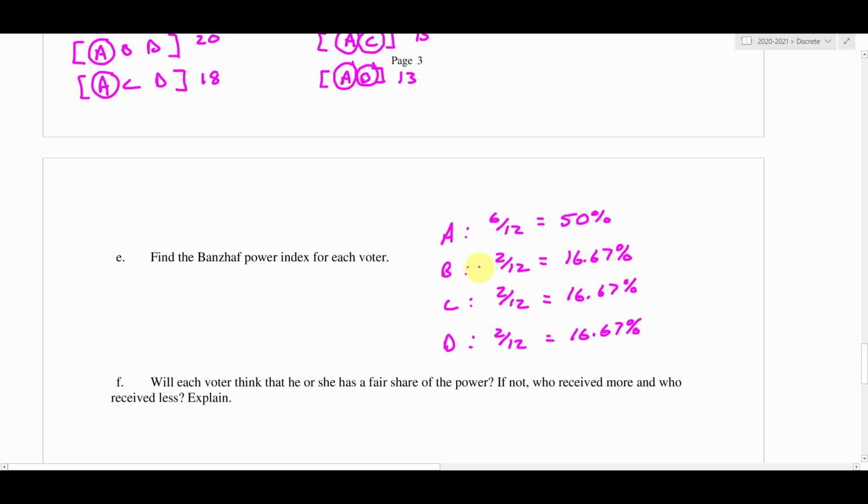Now, player B, on the other hand, would not be happy at all. Player B has 7 out of the 25 votes, which is 28% of the vote, but only ended up with 17-ish% of the power. In fact, B has 7 votes, C and D have less, but C and D still have the same amount of power that B does. So I don't think B would be very happy with this setup at all. I don't think they would think it's a fair share of power whatsoever. So B might be one that thinks we should probably change something with this election.